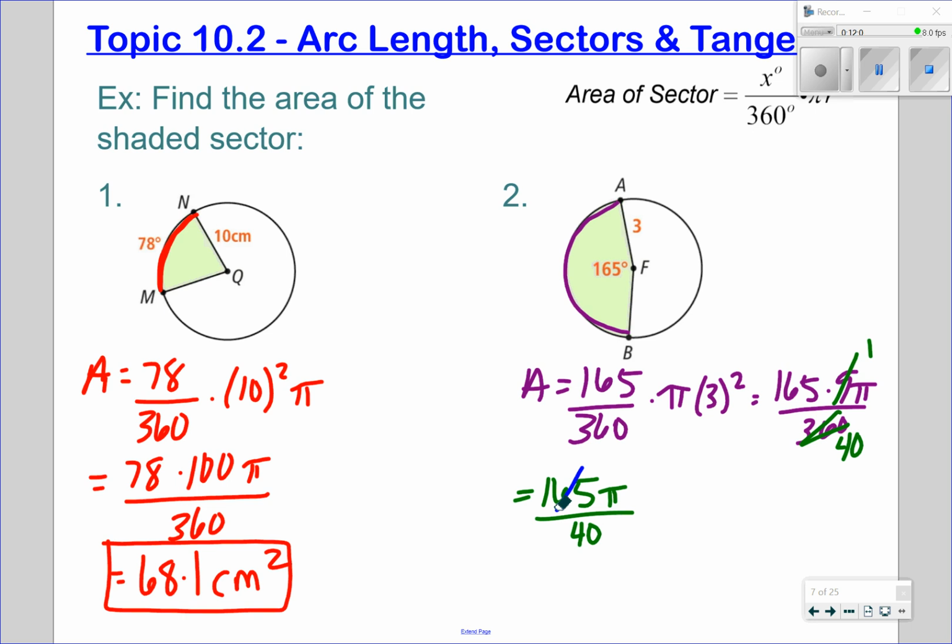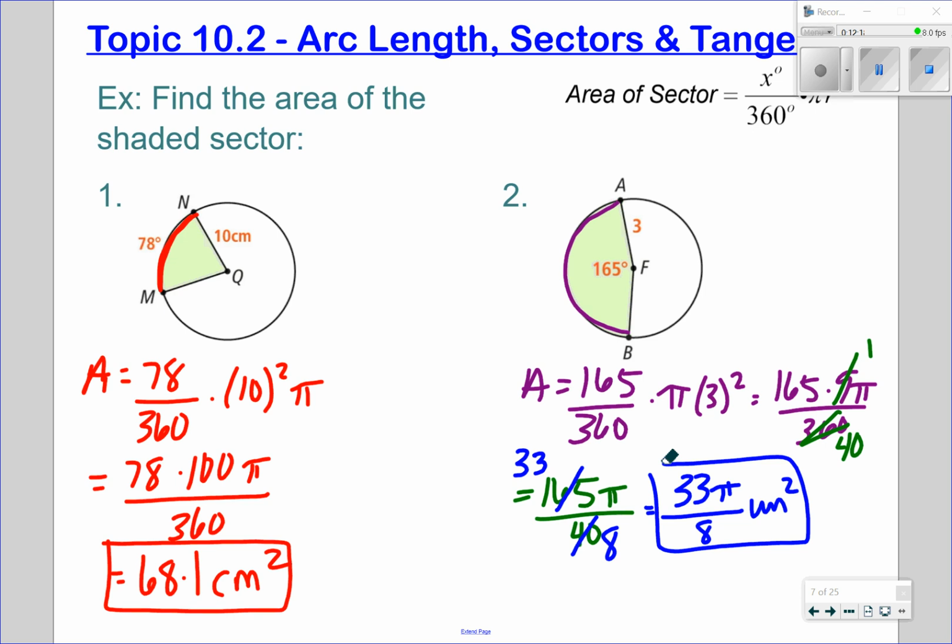So if you do 165 divided by 5, you get 33. If you do 40 divided by 5, you get 8. So your answer in terms of pi would be 33 pi over 8 square units. This is accurate because 33 and 8 don't have any more common factors. If you round it to the nearest tenth, this would just be 13 square units. Make sure you're comfortable with both.